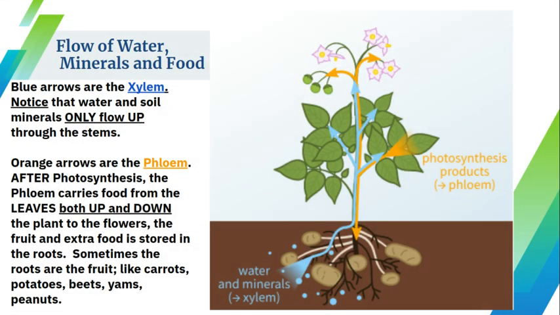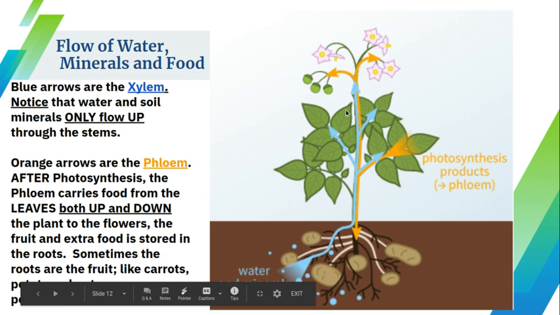The flow of water, minerals, and food. In this diagram, you'll see the blue arrows. They're all pointing up. That means that they are xylem. Xylem are water transport ways that go only upward in the plant. The orange arrows, as you see, they're going up and down, up to the flowers. This one is going to the fruit.